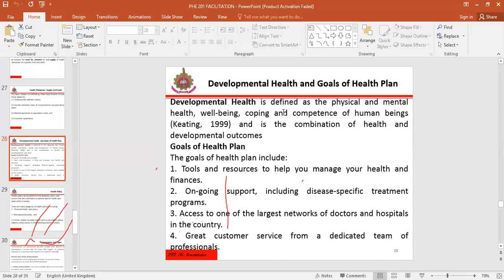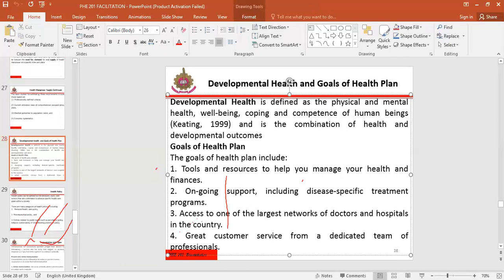Now, developmental health and goals of health plan. According to Keating in 1999, he defined developmental health as the physical and mental well-being, coping and competence of human beings. And by extension, it is the combination of health and developmental outcomes. There are some goals of health plan, and this includes the tools and resources to help manage the health system.